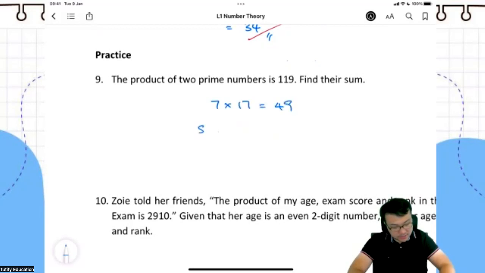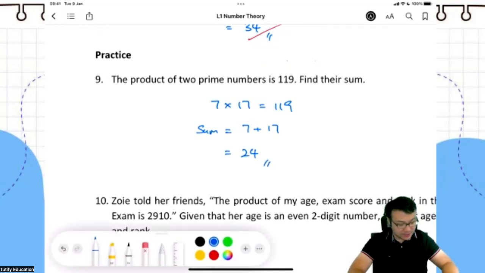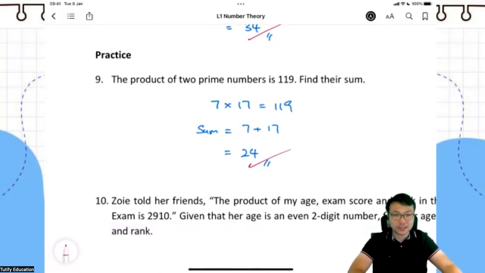And therefore, what is the sum of these two numbers? No, 7 times 17 is 119. Sorry, 119. So what is the sum of these two numbers? 7 plus 17 equals 24. Easy. You got it, Kate. Well done. So I think the only part that was difficult is trying to figure out which are the two numbers, right? Okay. Anyone has questions?